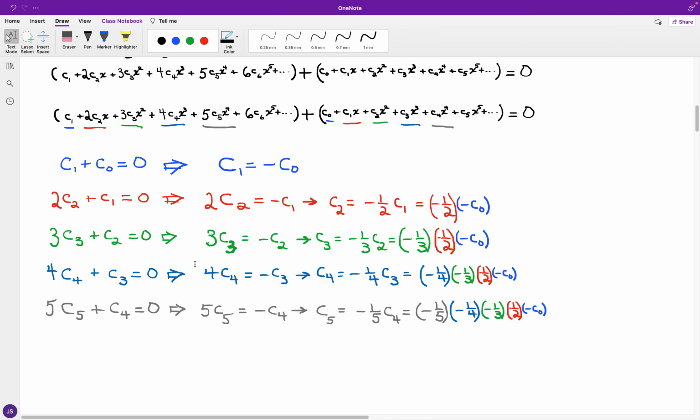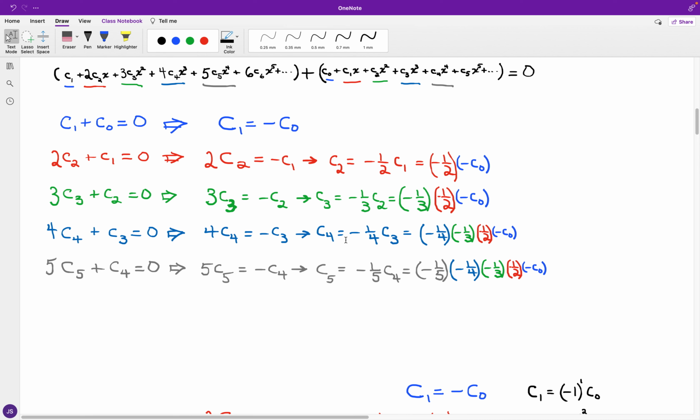And for 3c sub 3 plus c sub 2 equal to 0, with the subtraction and the division that follows, we're going to have c sub 3 equal to negative 1/3 of c sub 2. And just clustering together, c sub 3 is equal to negative 1/3 of negative 1/2 of negative c naught. And for c sub 4, you're going to have negative 1/4 of negative 1/3 of negative 1/2 of negative c naught. And again, clustering, for c sub 5 you have negative 1/5 of the previous statement, and c sub 6 would be negative 1/6 of that. So there is a bit of clustering that follows.